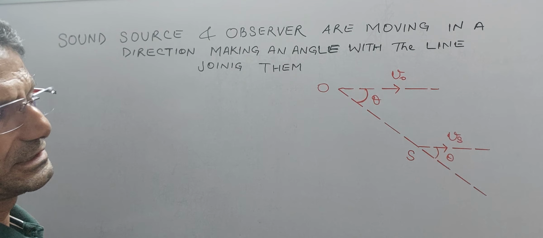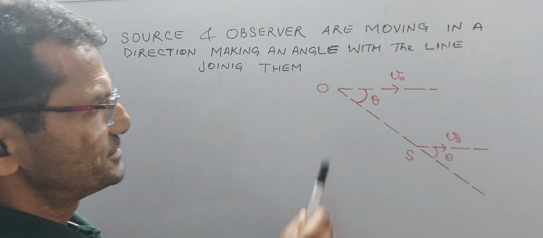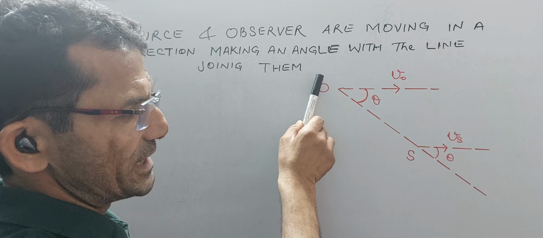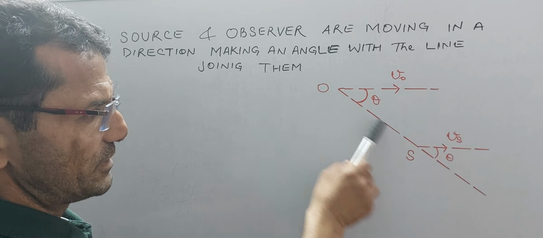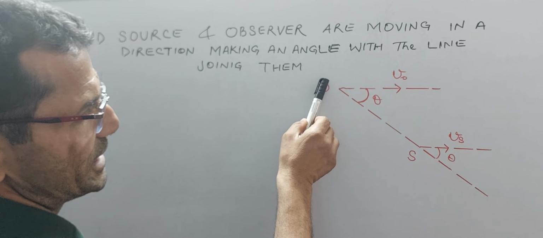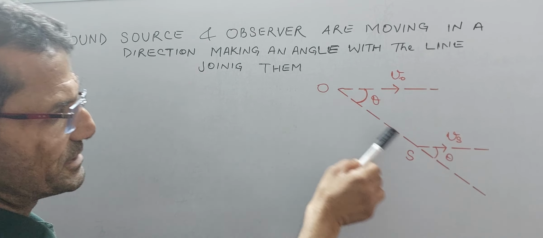In the earlier case, the motion of the observer and source was directly in the line joining them, but in that case there is motion in a different line. So we have to take the component for calculating the apparent frequency of the moving sources. We have to take the component of velocities along the line joining observer and source.